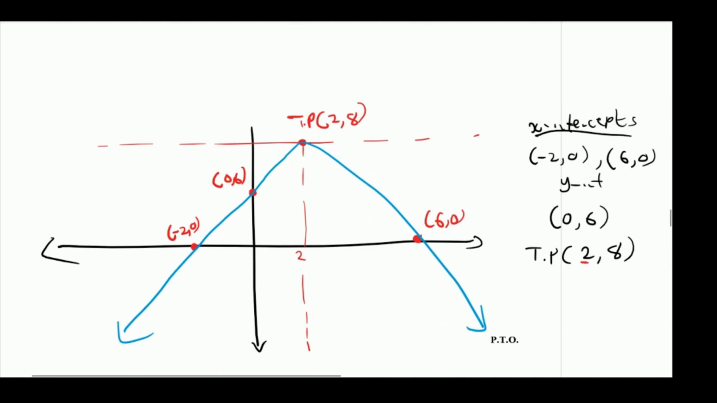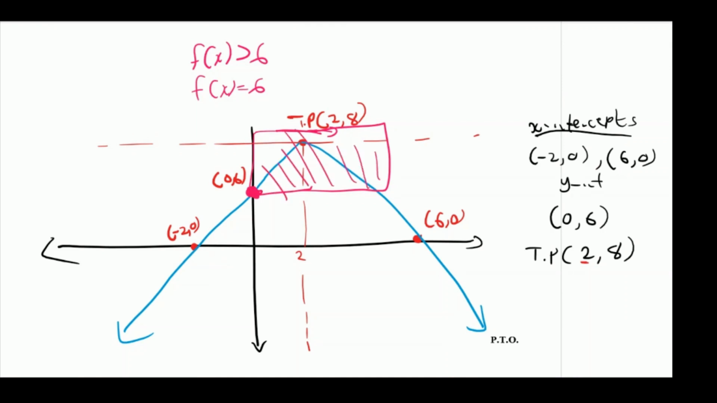So it's here. Just here. It's everything that is in here. It's greater than 6. f of x is greater than 6 because where f of x is equal to 6, it's at this point. So anything greater, it's anything that I've shaded here. It's greater than 6 from the graph.